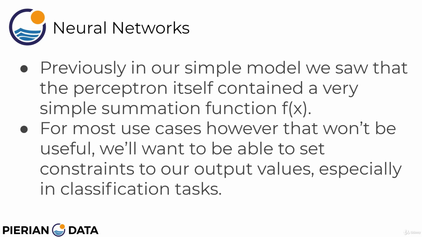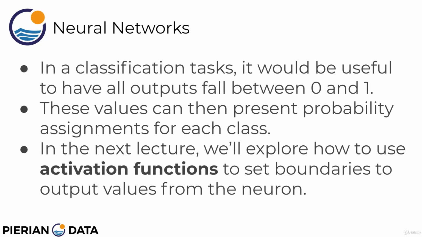However, in most use cases, we really don't want to just do a straight sum. Instead, we're going to want to be able to set constraints on our output values, especially in classification tasks. You can imagine that in a classification task, it would be really useful to have all the outputs fall between 0 and 1, and then these values can represent the probability assignments for each class. If we just have a large summation, we have no upper limit on what values can be.